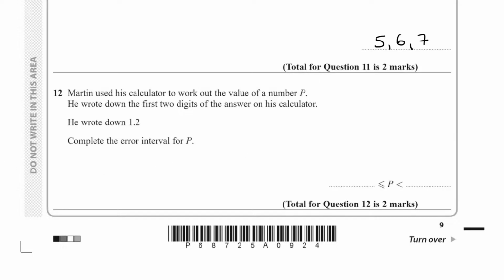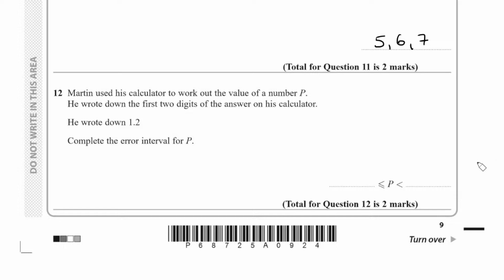Question 12, I see this a lot on paper 2 or paper 3, is to do with error intervals. So Martin used his calculator to work out the value of a number p. He wrote down the first 2 digits of the answer on his calculator. He wrote down 1.2. Complete the error interval for p. Now this is a scenario.